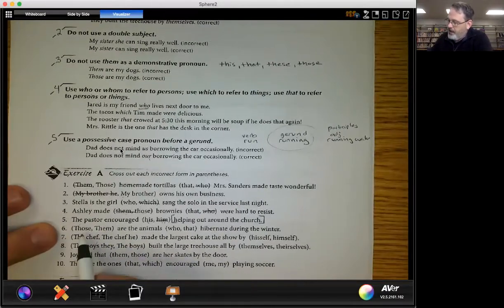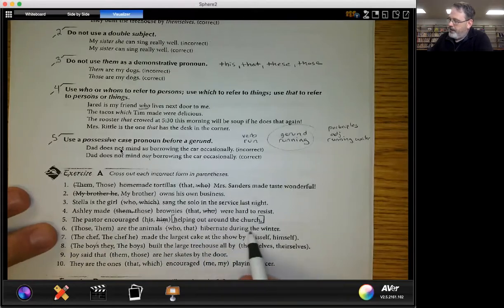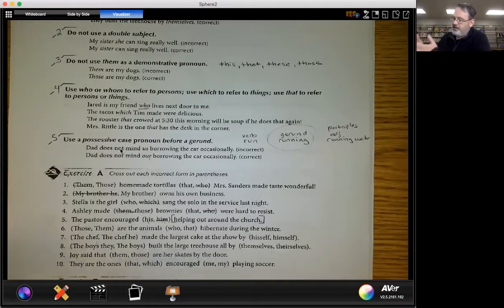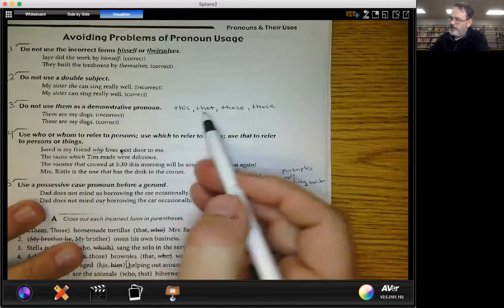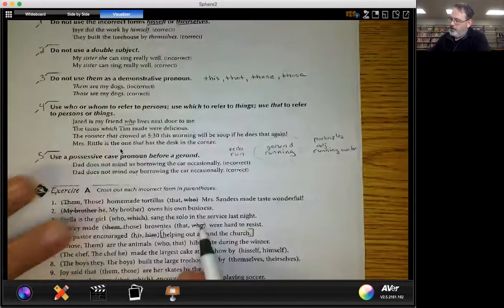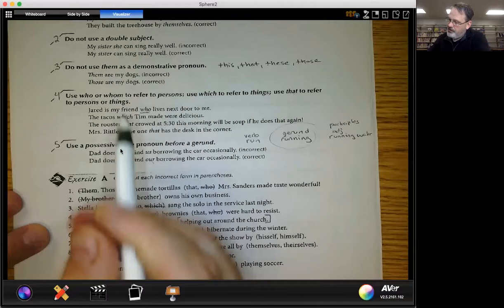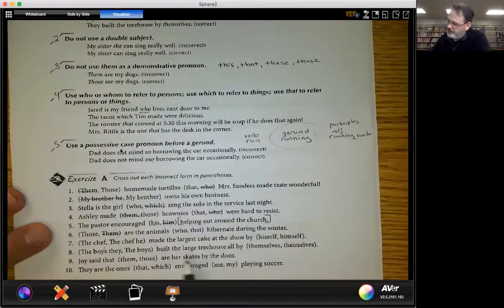Number 6. Either those or them are the animals who or that hibernate during the winter? Well, let's look at this part first. Those are the animals, or them are the animals. Well, one sounds right, one doesn't. Those are demonstrative. Those are the animals. So them can't be it. Do not use them as demonstrative, okay?